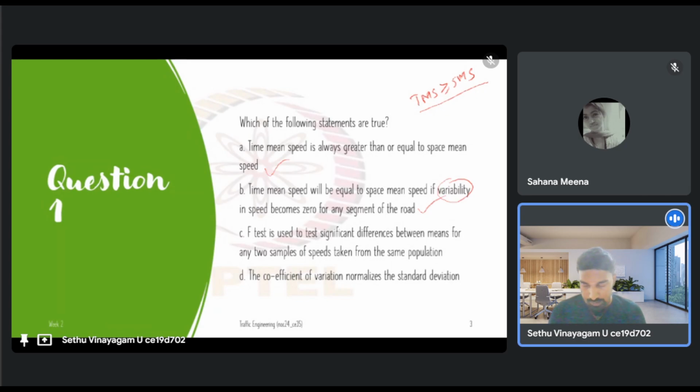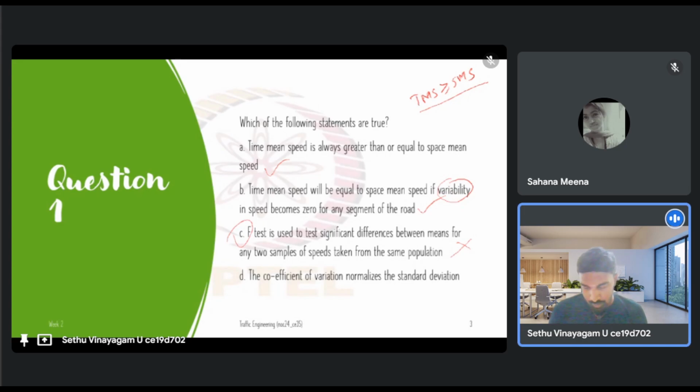So C states that F test is used to test significant differences between means. So that is false, because F test is used for checking if the variance is same between two populations, right? So we don't use the F test for testing the mean. For testing the means, we have the Z test or the T test.